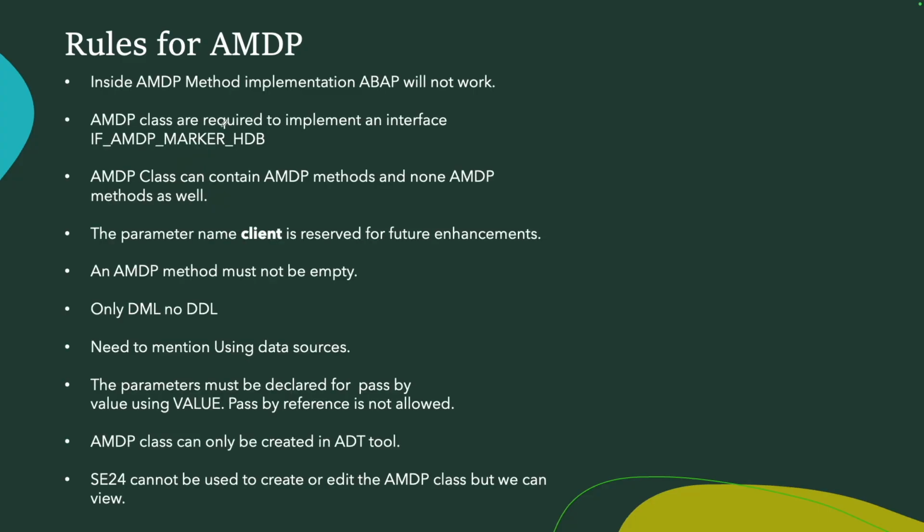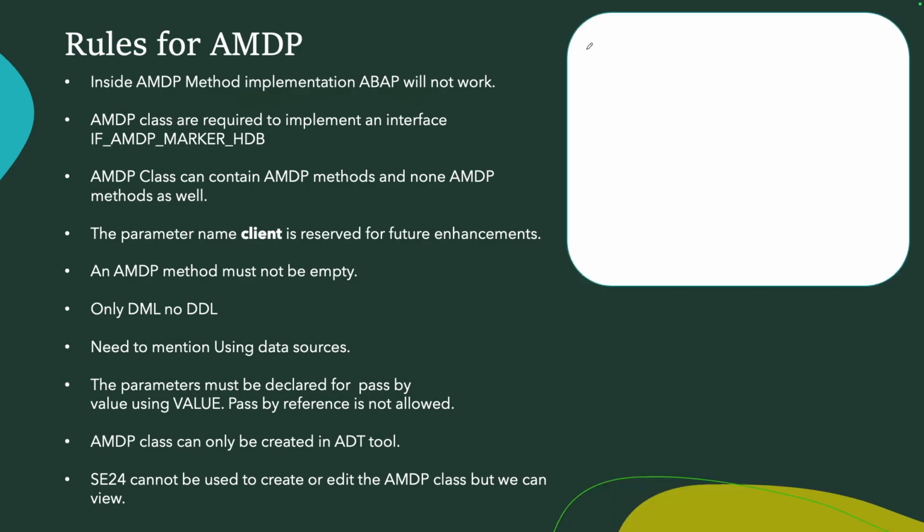Let's now see the rules for AMDP. Inside an AMDP method implementation, ABAP will not work. As already discussed, if you want to implement an AMDP method, you should use SQLScript. If you write normal general ABAP, you will get an error. AMDP classes are required to implement the interface IF_AMDP_MARKER_HDB. This we have already discussed. AMDP classes can contain AMDP methods and non-AMDP methods as well. This we have also discussed.